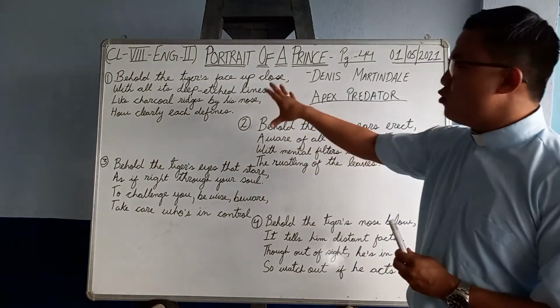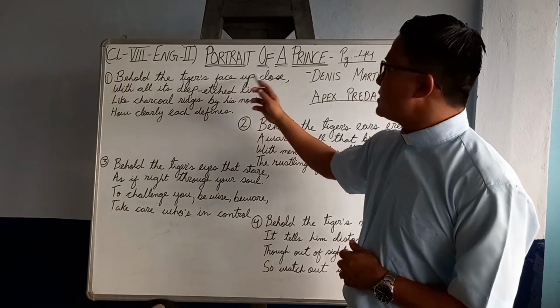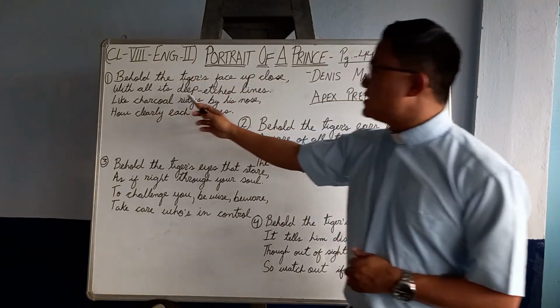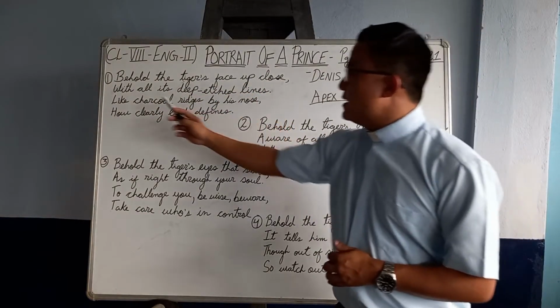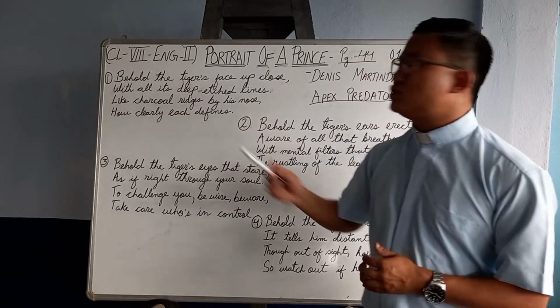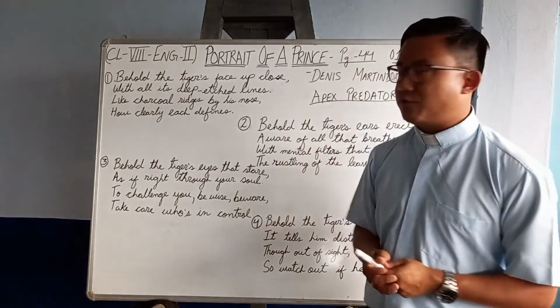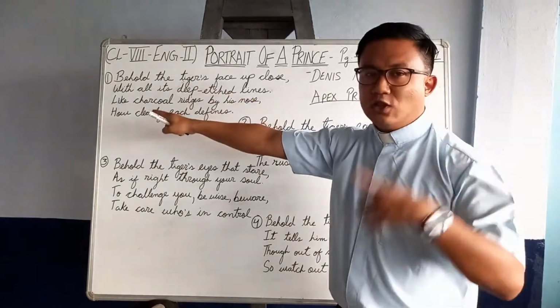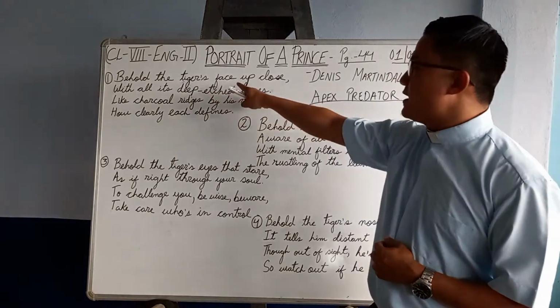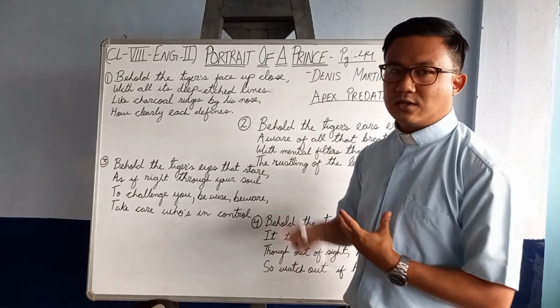Try to understand the poem stanza-wise. Behold the tiger's face up close, with all its deep etched lines, like charcoal ridges by his nose, how clearly each defines. Now kindly follow your book on page 44. Behold means look. Look at the tiger closely, look at its face. The poet is telling us.